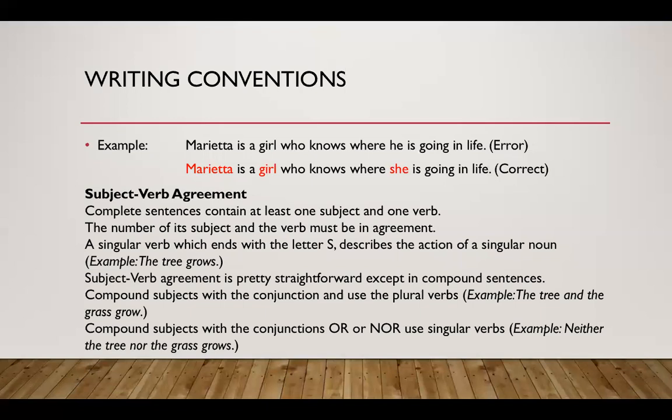So neither the tree nor the grass grows. So you're going to say, okay, well, wait a minute. Didn't you just tell me that the tree and the grass grow with no S? Yes, I did. But as soon as I add the word or nor, it changes back to the singular, which has the S. So neither the tree nor the grass grows. And that's the proper way to say that.